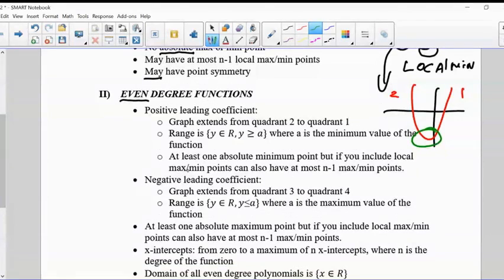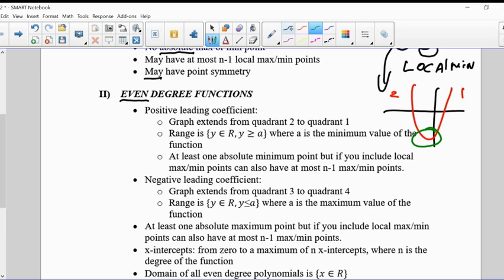Now, there's going to be at least one minimum point, but if you include all the mins and the maxes, like how they have the local mins and maxes for the odd degree functions, then you would have n minus 1 of those. So let me give an example.